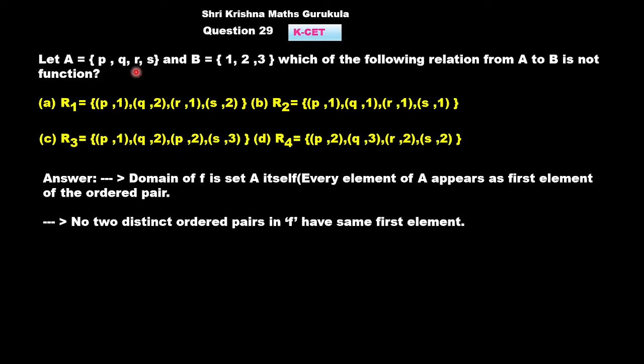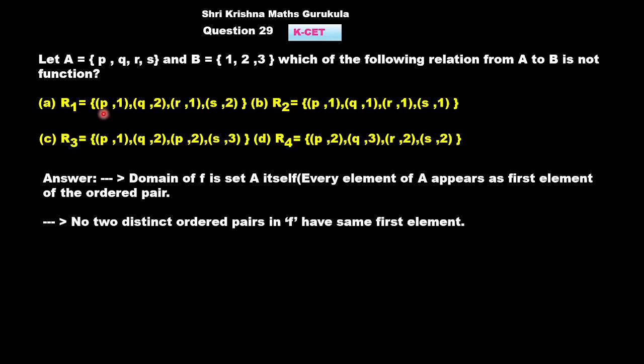That means all the elements of the domain should have an image and the mapping should be distinct. No element of the domain can have 2 images. Simple. Let us look at the ordered pairs. When we look at the ordered pairs, all the 4 elements of the domain should be the first elements of the ordered pairs. That is what we need to check.